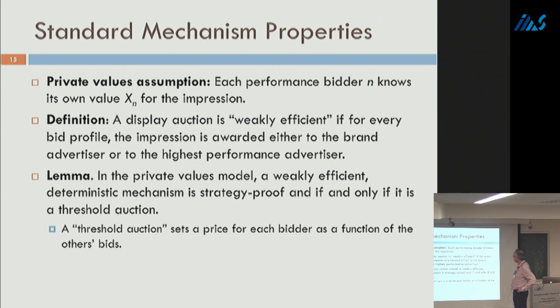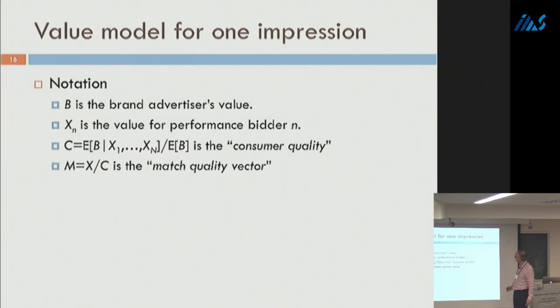Lemma: in the private values model, a weakly efficient deterministic mechanism is strategy proof if and only if it's a threshold auction. It's the same kind of theorem that I mentioned to you before. What you have to do is figure out a price based on the other bids, and if the highest bid is higher than that price, you award the item to the highest bidder for that price, and otherwise you don't. And if nobody exceeds their threshold price, you award it to the brand advertiser. A threshold auction sets a price for each bidder as a function of the other bids. This is familiar and similar to what we've seen before.